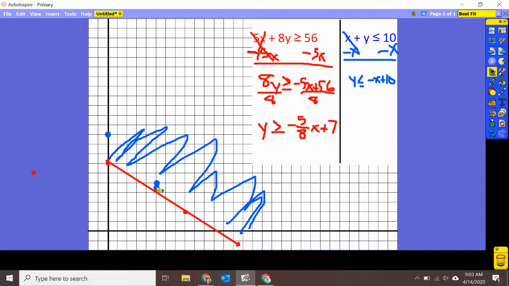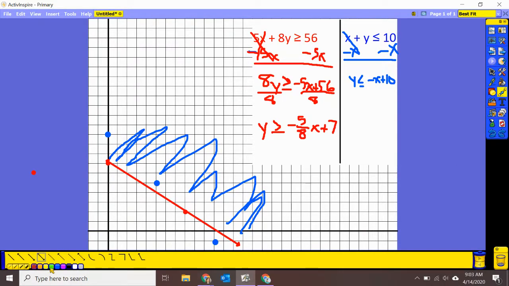In fact, let's go down 6 to the right 6. 1, 2, 3, 4, 5, 6. So you see those points as they intersect, they're actually coming down at a slightly quicker rate, okay?